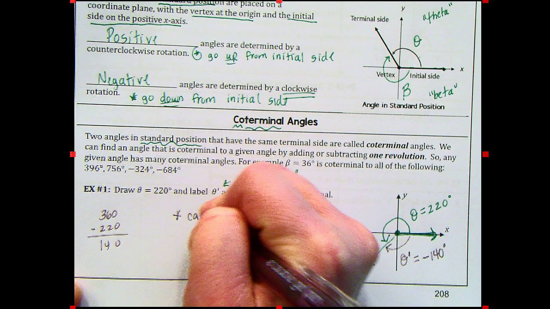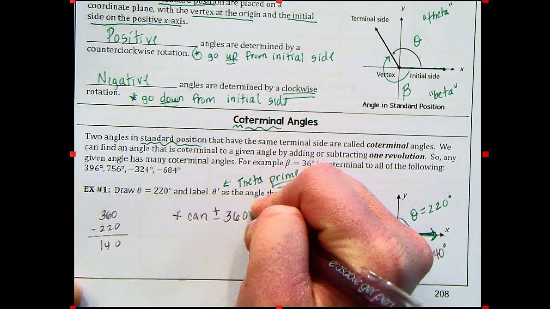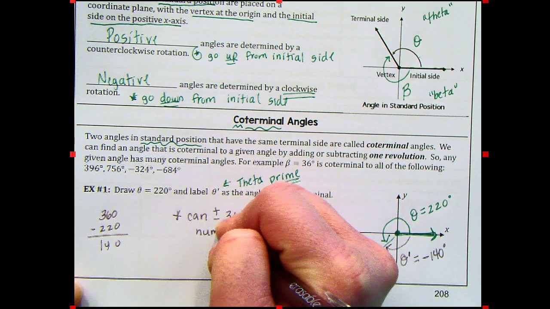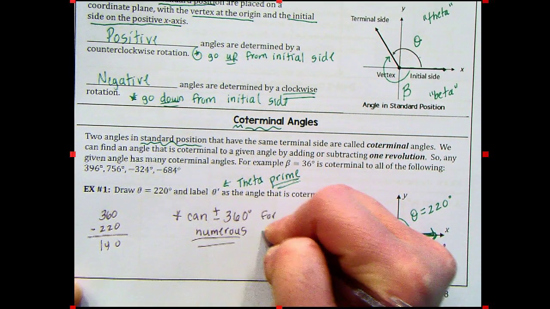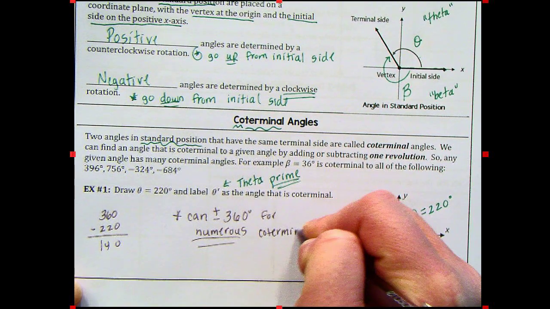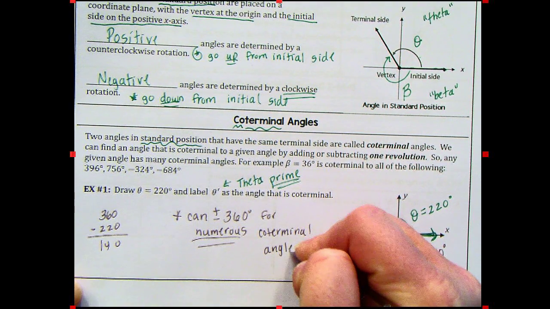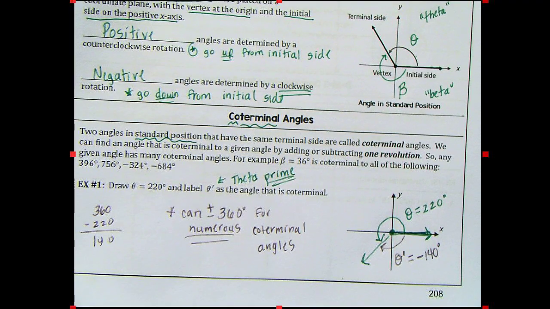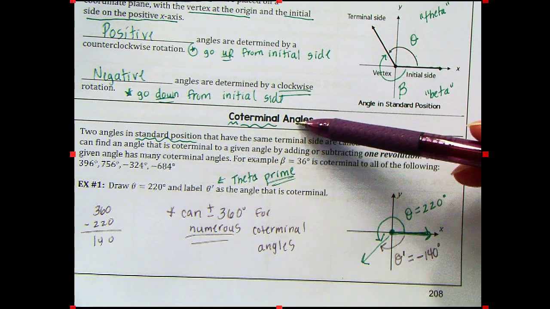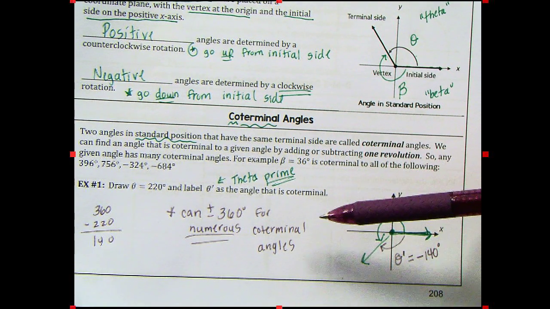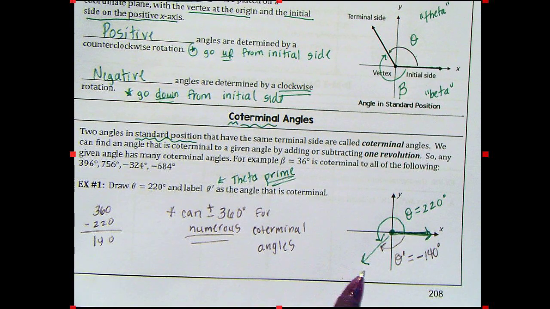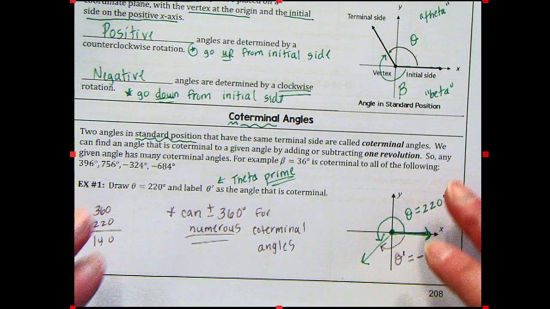Basically, I can plus or minus 360 degrees for numerous coterminal angles. Usually we only do 2 because then it just starts getting sloppy in the picture. Now, a lot of times people get this coterminal angle mixed up with the angle on the next page, which is a reference angle. So coterminal angles can be any size, positive or negative, but the end goal is you basically find one angle and then you could add or subtract 360 multiple times and get multiple angles.